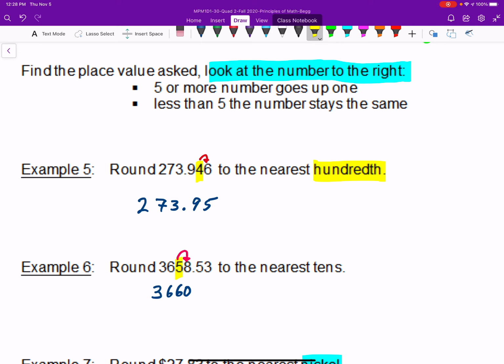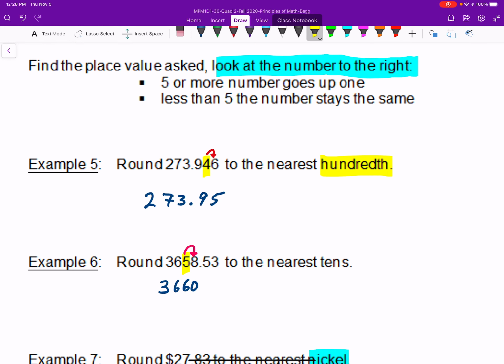So if we want to round to the nearest hundredth, then I've highlighted the hundredths spot in yellow. That's the 4. So I look to the right of the 4, and that's the 6. 6 is a number that's greater than 5, so I'm going to round up to 5 here. So in the hundredth spot, I round up from 4 to 5.